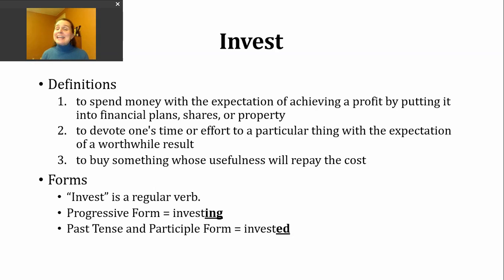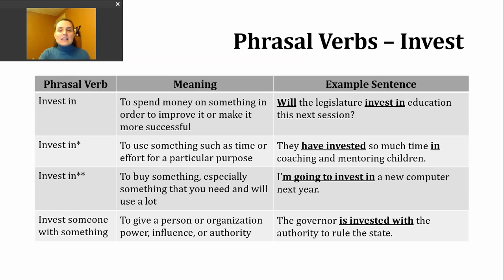You should know that invest is a regular verb. To make the progressive tense, we're just going to add ing to form investing. The past tense and participle forms of this verb are made by adding ed. The verb invest ends with this T sound, so our ed is going to make an id sound. Invested, invested. Now let's take a look at some phrasal verbs.